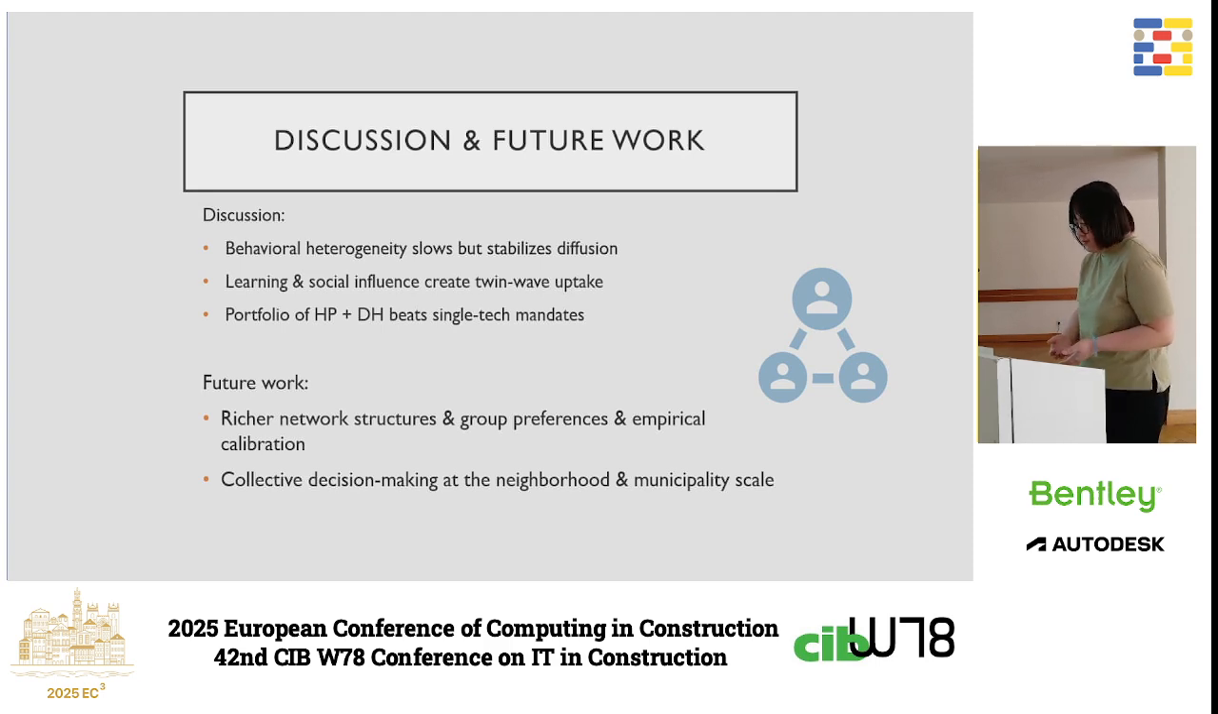But we also have some limitations. The model simplifies reality, and real spatial networks could move cascade thresholds. Policy instruments are fixed here, but real subsidies evolve. We also assume unlimited capacity. Installer bottlenecks or disruptive pipe work could slow adoption.